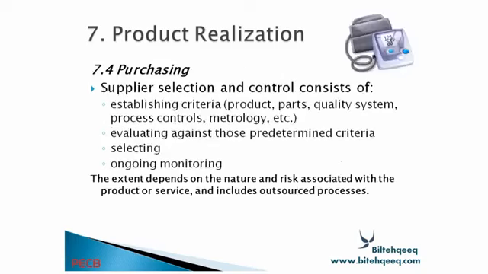The next clause is related to purchasing. It is the same as ISO 9000. Even the clause number is the same, 7.4. Purchasing supplier selection and control consists of establishing criteria, product parts, quality, system process control, methodology, etc., evaluating against those predetermined criteria, selecting, ongoing monitoring. The extent depends on the nature and the risk associated with the product or services and includes outsourced process.